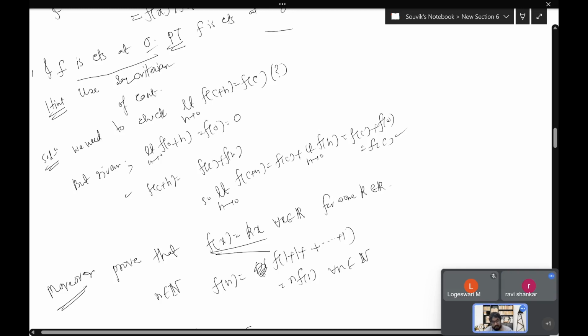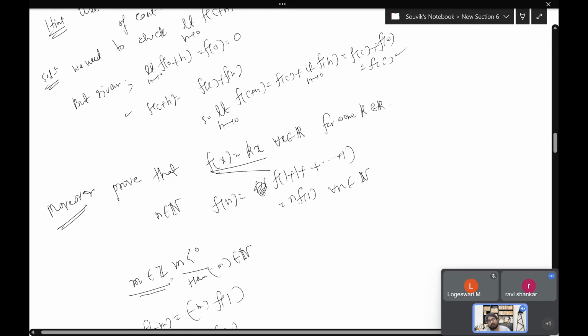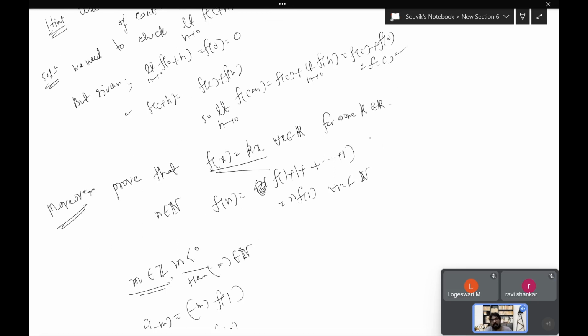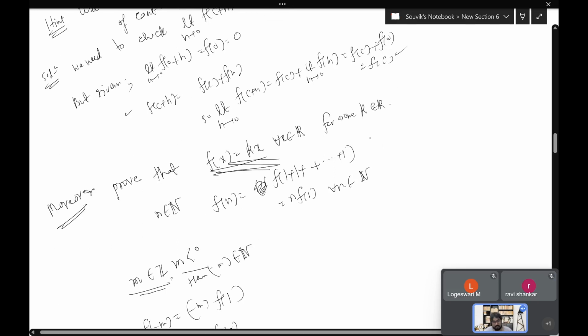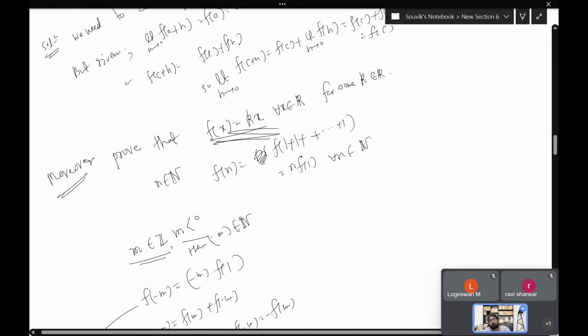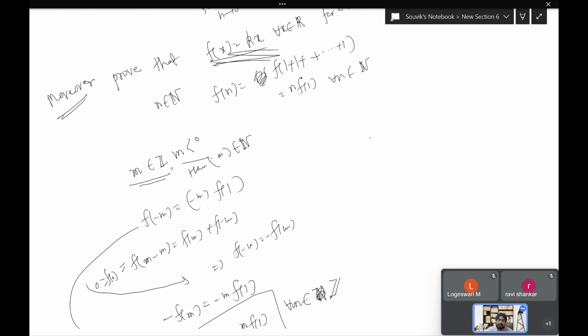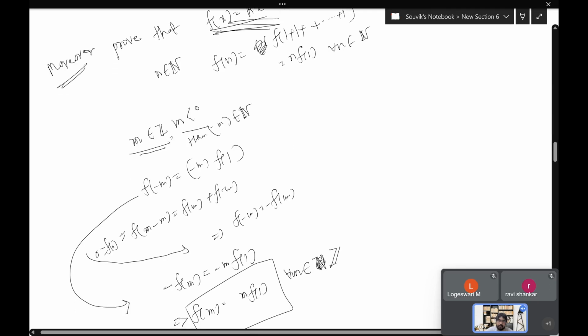Okay, so you have understood the continuity part. Moreover, using those assumptions, we can prove that the function f(x) is of the form kx for some k belonging to the reals. First we have proved this holds true for the naturals, then we have shown that this holds true for integers and then rationals. So please go through the solution once and let me know if there is any confusion.